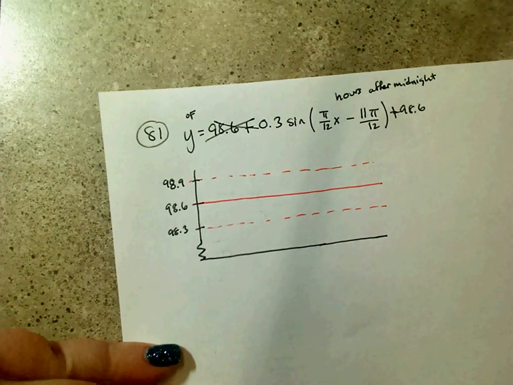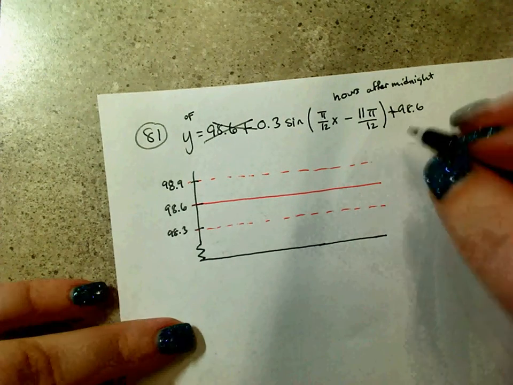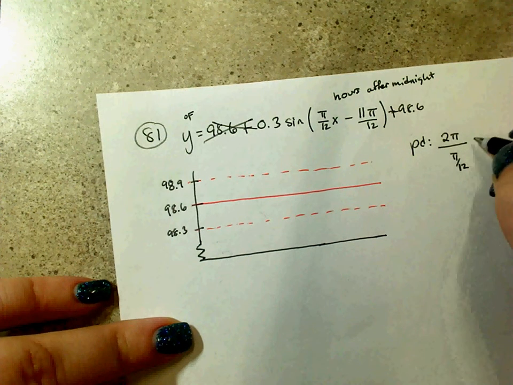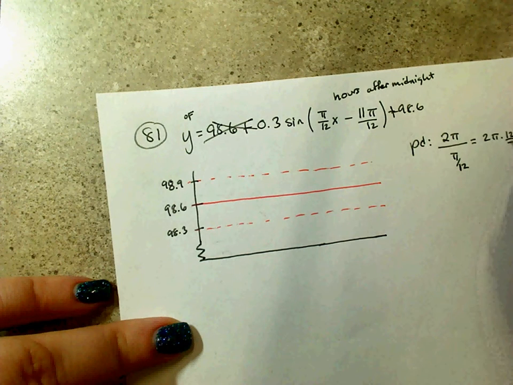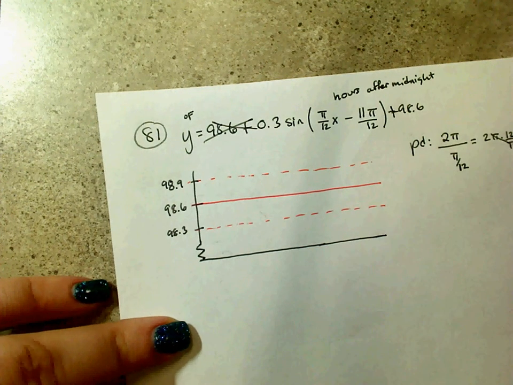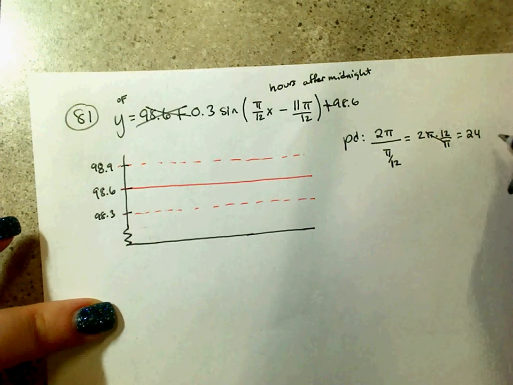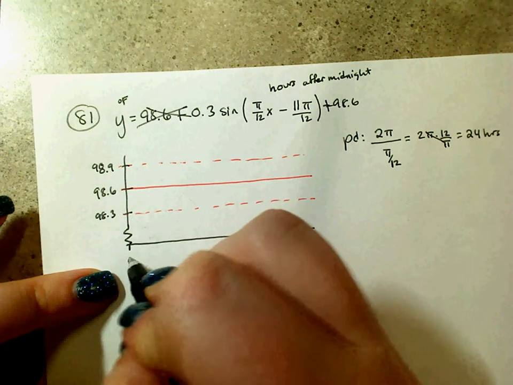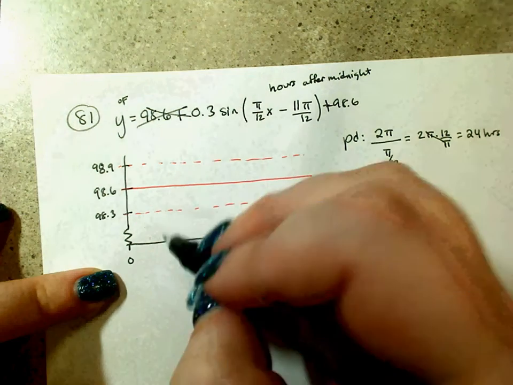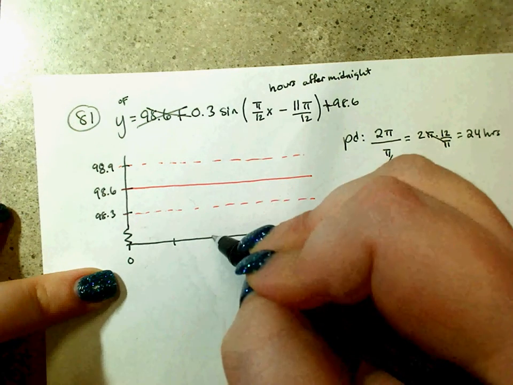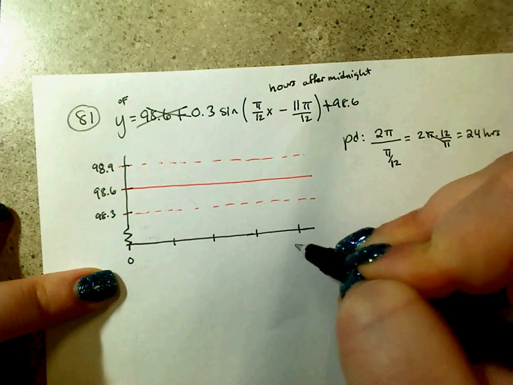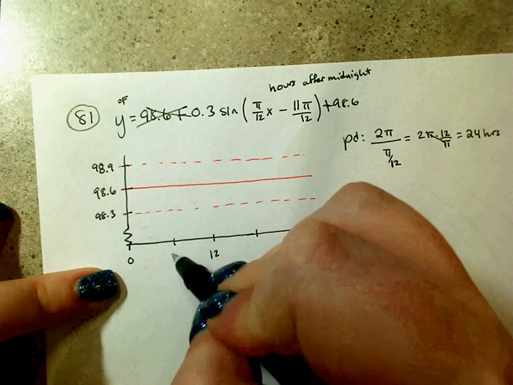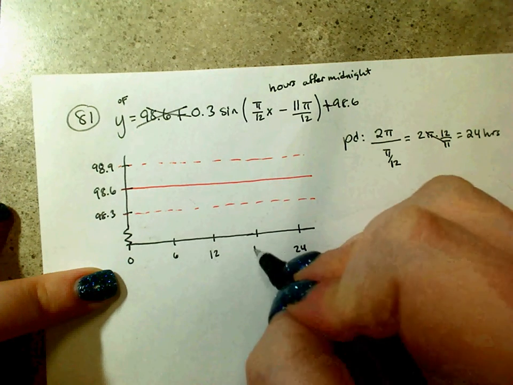Let's talk about period. Period is 2 pi divided by b, which is pi over 12. So divided by pi over 12 means multiplying by 12 over pi. So the period is 24. Now, remember, x stands for hours, so this is 24 hours, which makes sense. We're talking about an entire day. So this time right here is 0 hours after midnight, so basically midnight. And then 1, 2, 3, 4. So that would be 24, which would be midnight the next night. Noon, 6 a.m., and we'll go with 6 p.m., which is 18 hours after midnight.